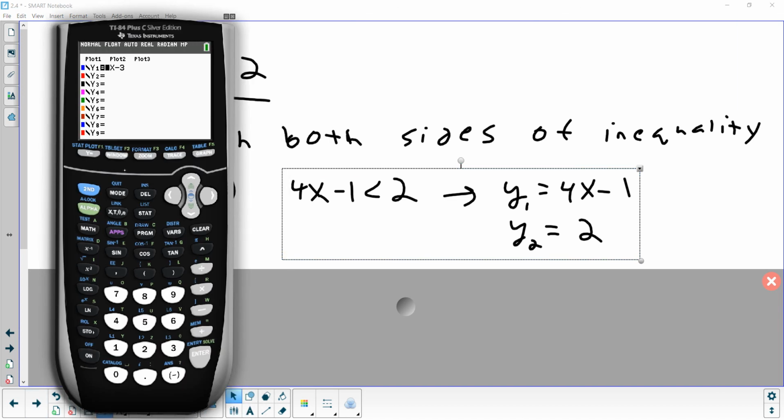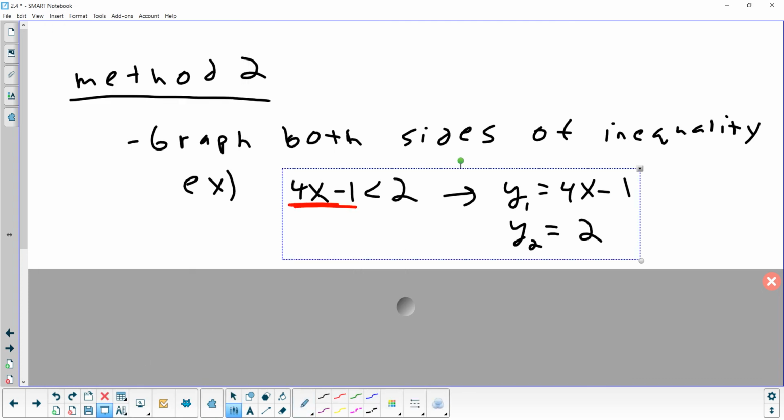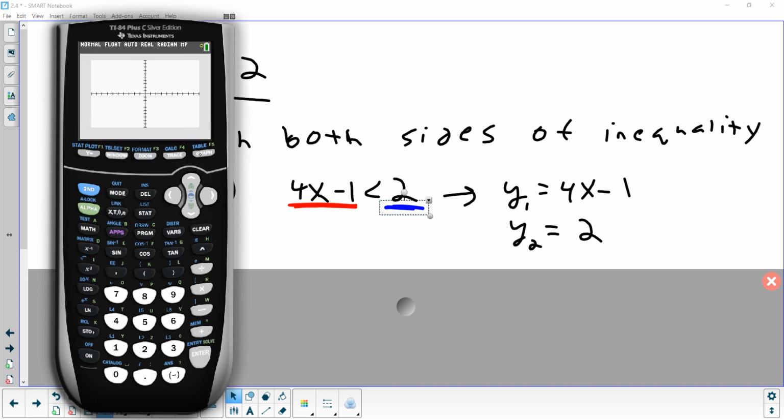So let's put 4x minus 1, and that'll be the blue one, and 2 will be the red one. What I'm looking for now is where the red graph is less than the blue graph. That's what I want to know. So let's hit graph. Look for where the red graph is under the blue graph.